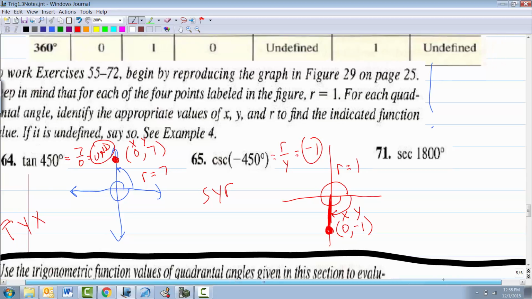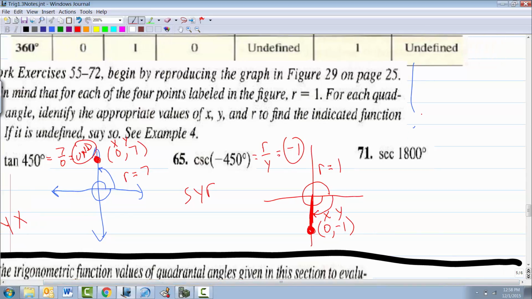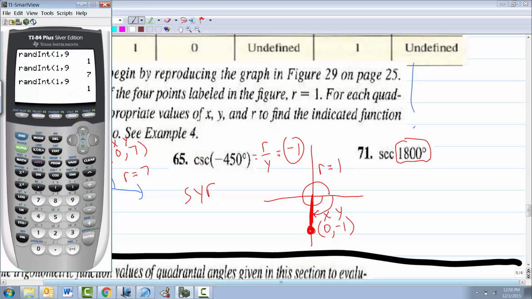Now, this is, by the way, all no calculator. At this point, you could probably whine that this is no calculator. I think that's a little too much, but this is all going to be no calculator. You've got to figure out how to draw these things. This is a little obscene, though. The only reason you need a calculator is 1800.